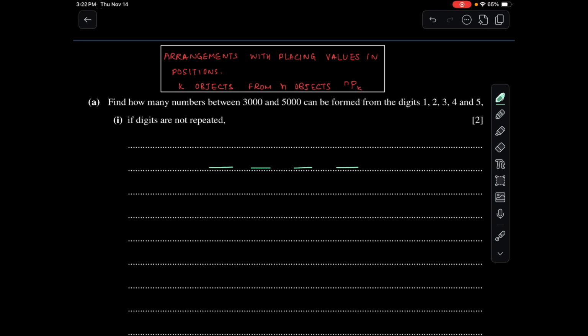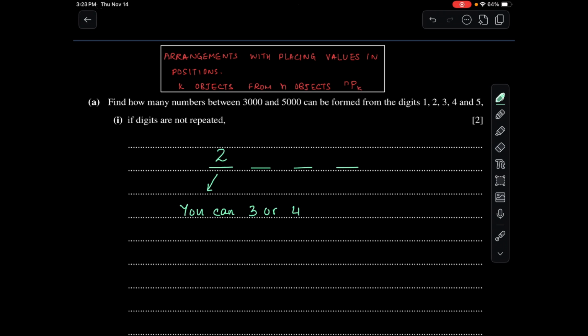So for the first digit we have two possibilities. We could either place 3 or 4. We cannot put 5 because the number has to be less than 5000. So it would be starting with 3 or 4. So the first position can be filled in two ways. So let's write here 2. So you can take 3 or 4 over here.